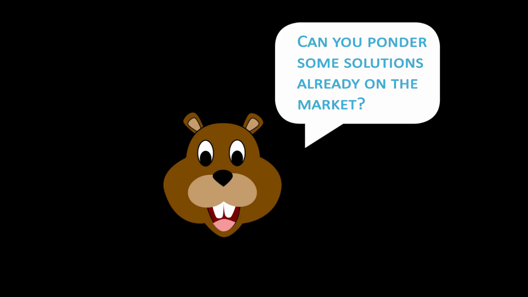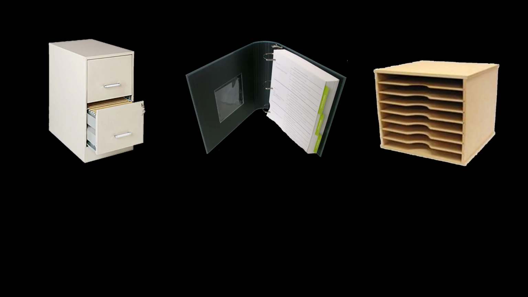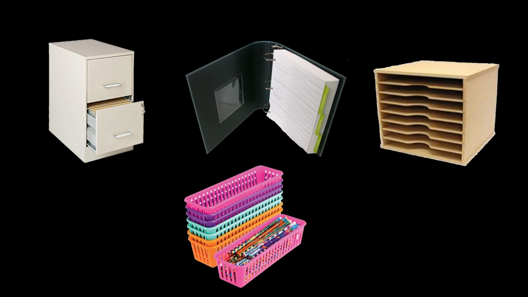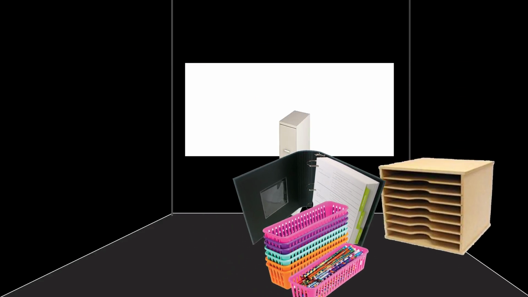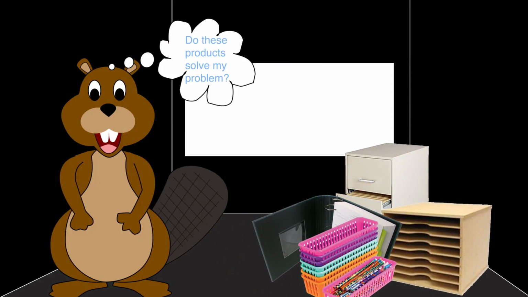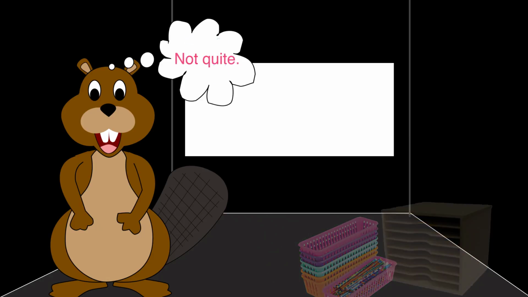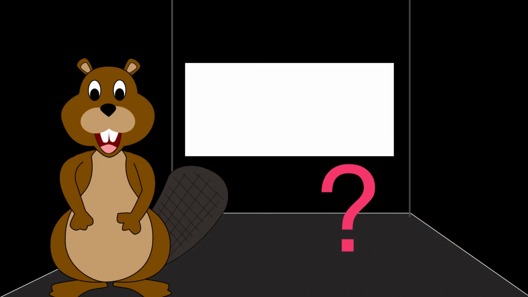So, for the problem that we declared before, can you ponder some solutions that are already on the market? For storing papers, we have filing cabinets, binders, and racks. For supplies, there are many kinds of containers available depending on what supplies you want to store. For example, we have pencil boxes to store writing utensils. With all of these solutions already out there, we have to ask ourselves, do these products solve our problem? If not, what do these products need in order to satisfy our problem even further? To answer these questions, we must visit the next and final step of Component 1, Design Requirements.